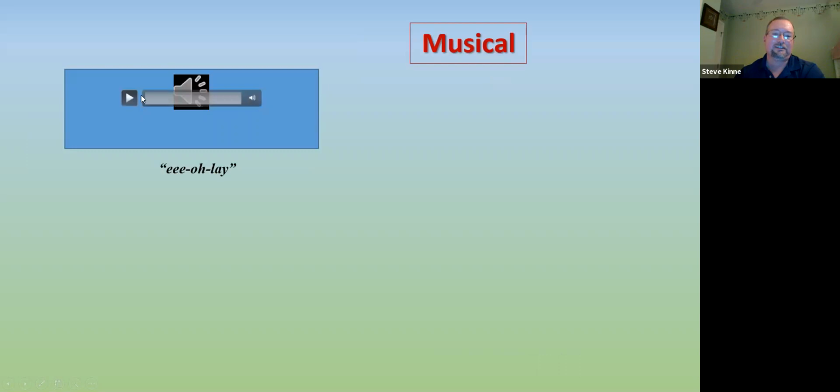And I think you've heard this one before. I'll end with this one because it's one of my favorite songs. I'm out walking in the woods, very musical. That's the song of the wood thrush. Absolutely gorgeous bird.